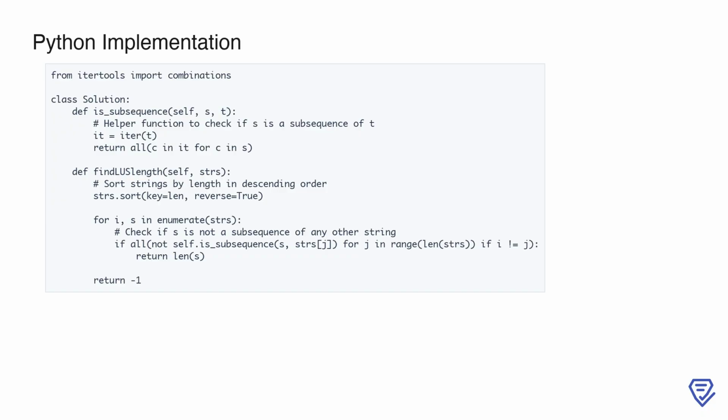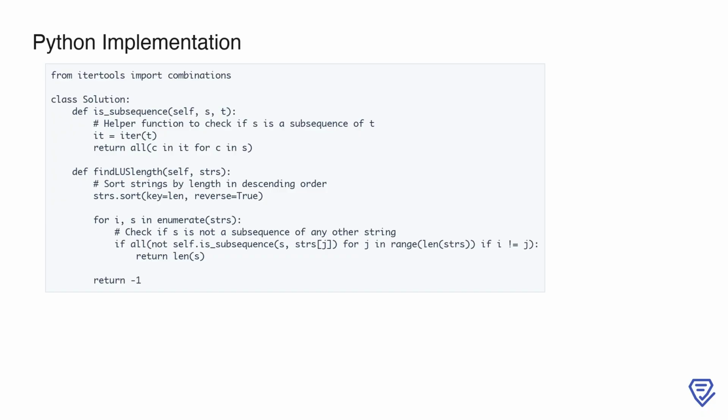Here's a detailed explanation. 1. Helper function, _is_subsequence. This function determines if a string S is a subsequence of another string T. It uses an iterator over T and checks if all characters of S appear in T in the correct order. This is done efficiently using the all function and a generator expression.